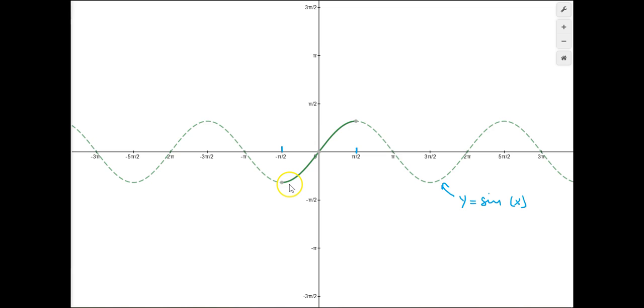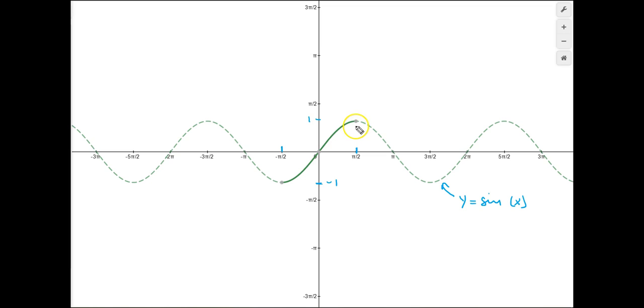So right here we have our restricted sine function, and notice its domain is negative pi over 2 to pi over 2, and the range is from negative 1 to 1. So by looking at this piece of the sine function, we've basically captured all of the sine function. Everything else is just a repeat of this portion of the graph of the sine function. So now we're only going to use this piece right here to define the inverse sine function.